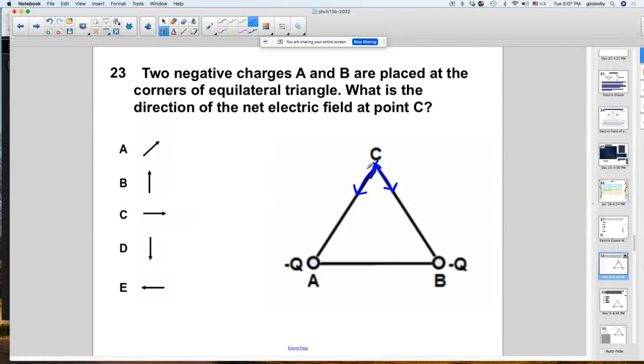Well, these two vectors here are going to add up to what vector? This, or this? Is it D? D is right. So the net field will be down. Now, if these were positive charges instead of negative, nothing would change much except that everything would be in the opposite direction, and the net electric field would be straight up instead of straight down.